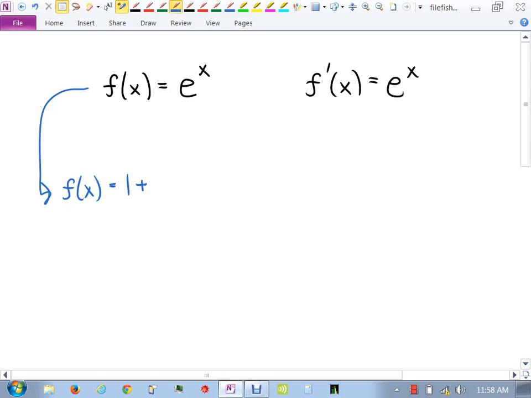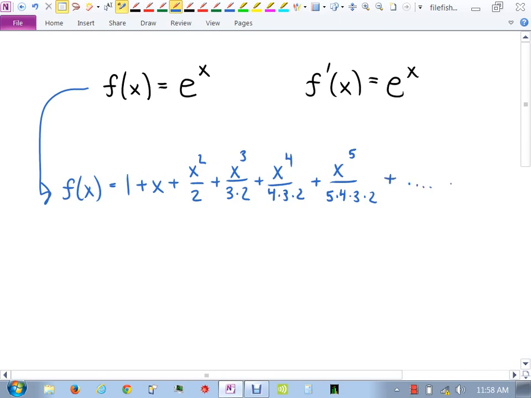1 plus x squared over 2 plus x cubed over 3 times 2 plus x to the 4th over 4 times 3 times 2 plus x to the 5th over 5 times 4 times 3 times 2 plus ... forever. Now there's a pattern there. What would the next one be? x to the 6th over 6 times 5 times 4 times 3 times 2, right?